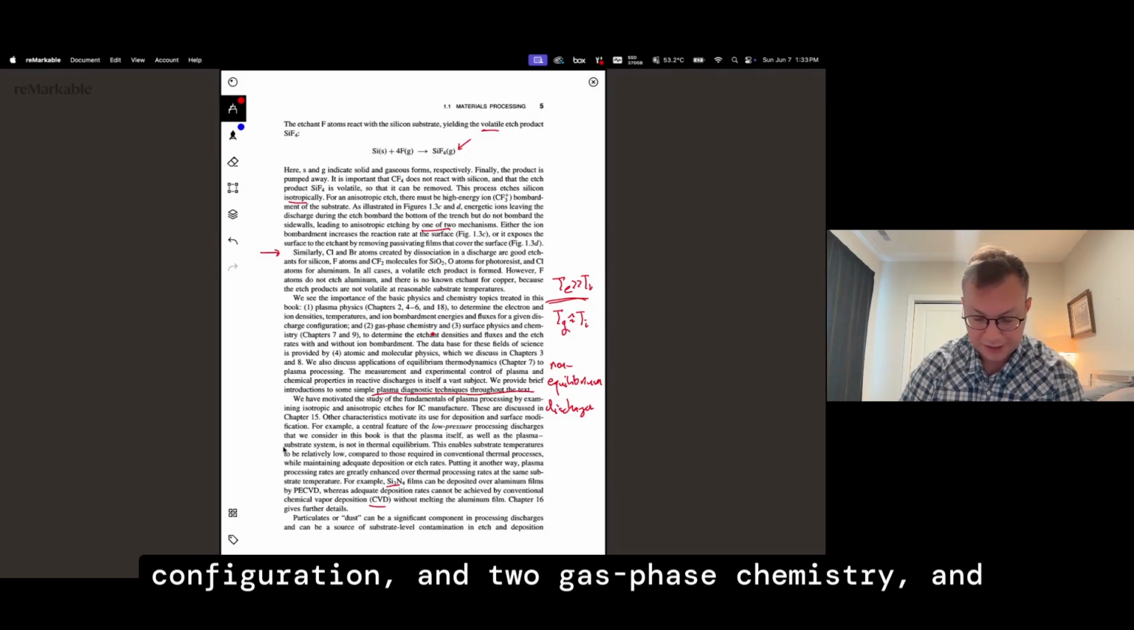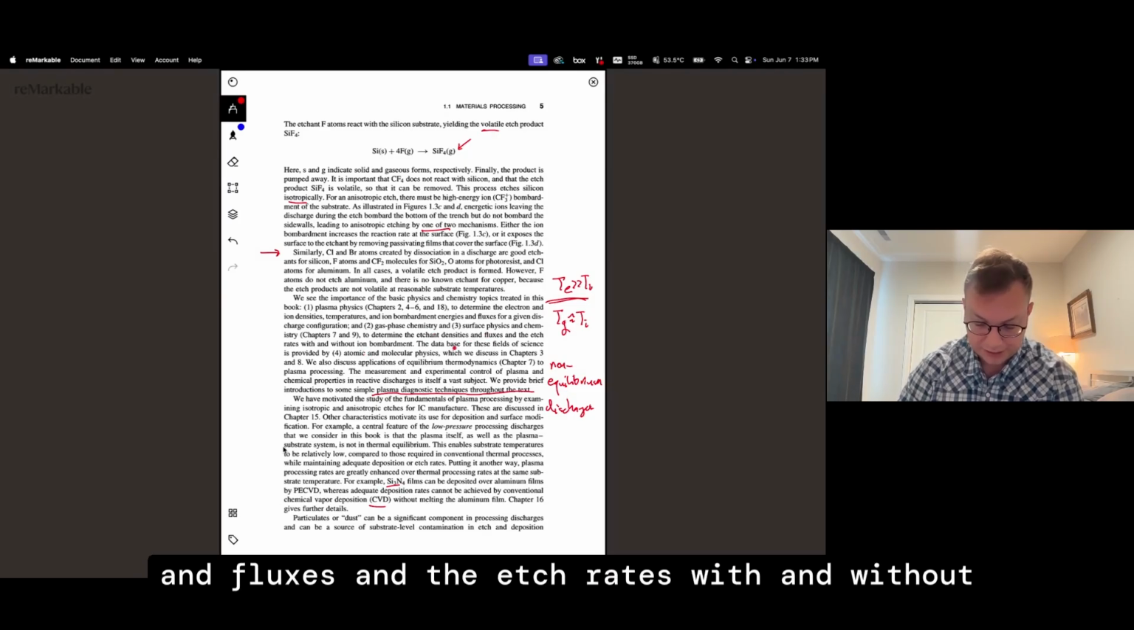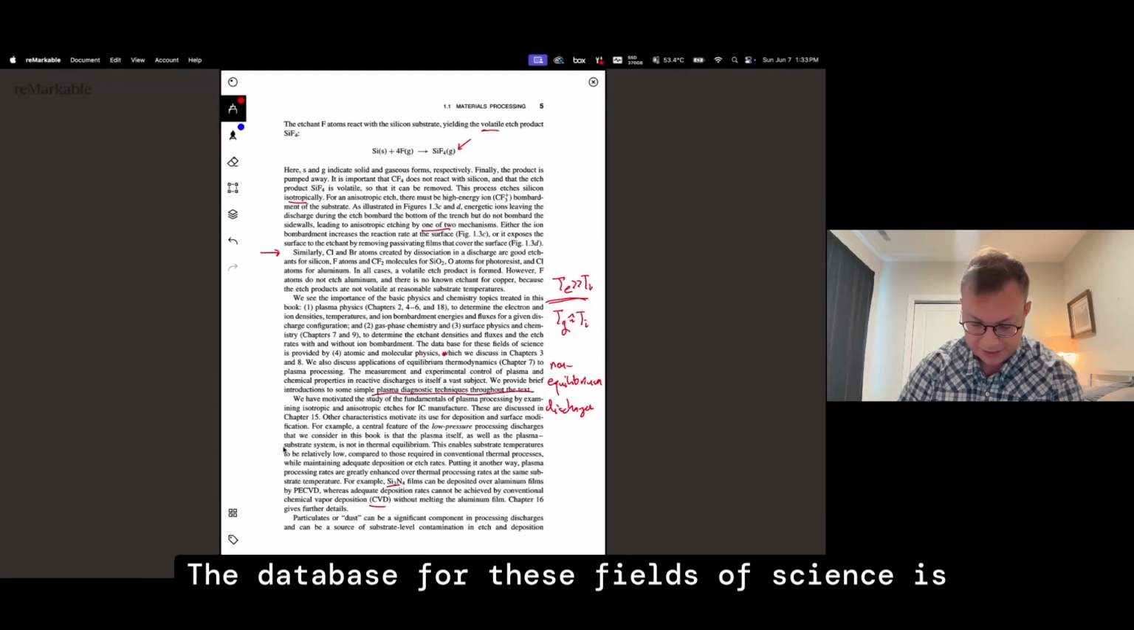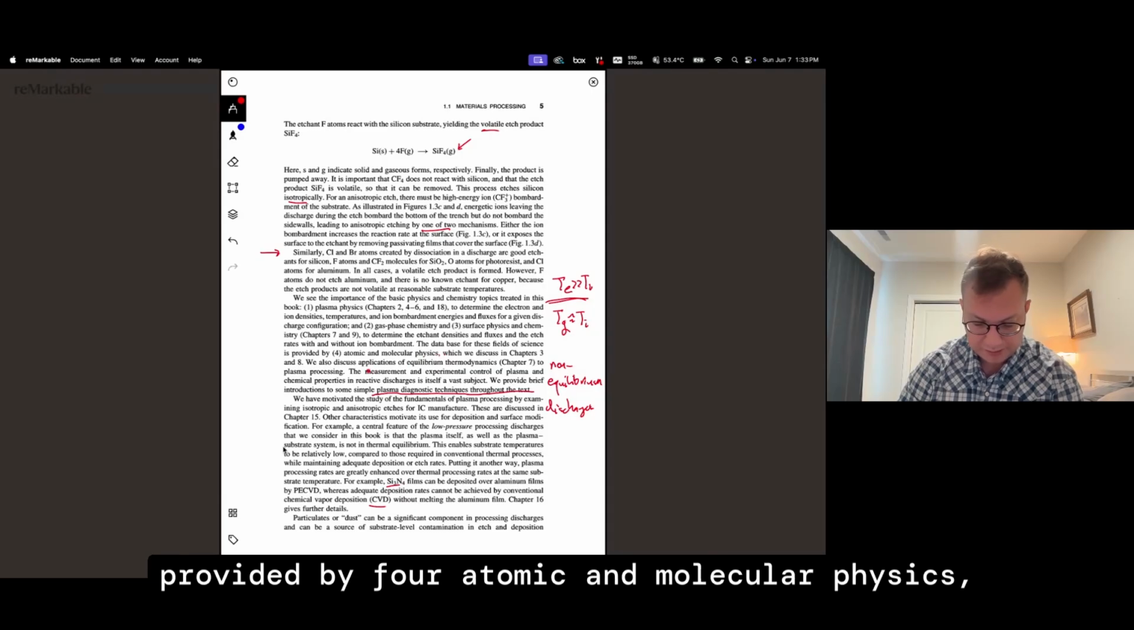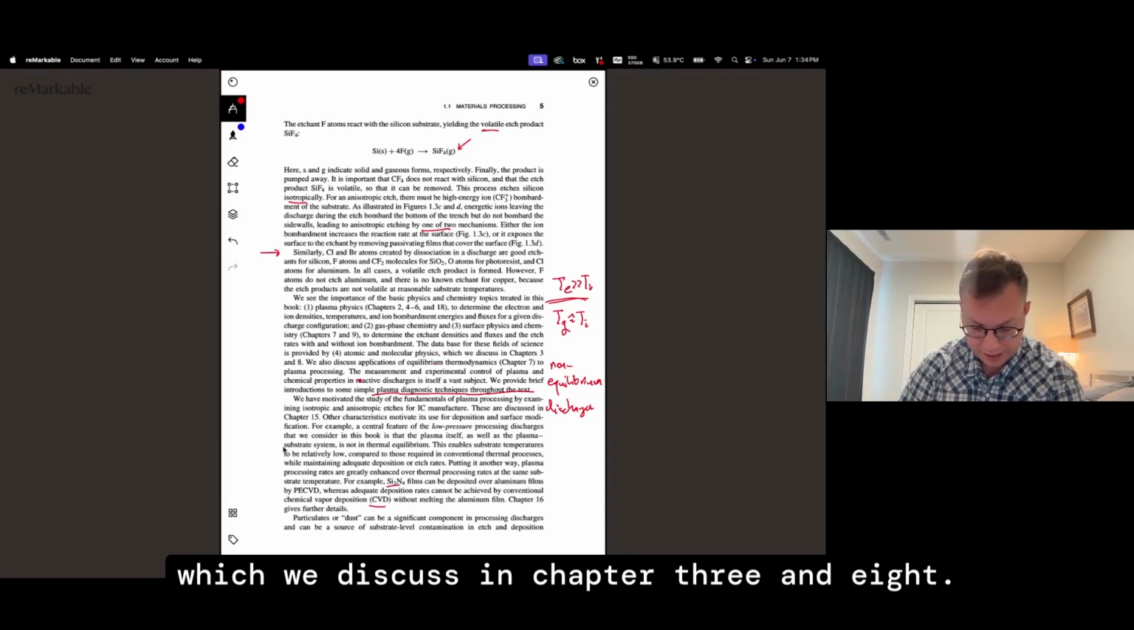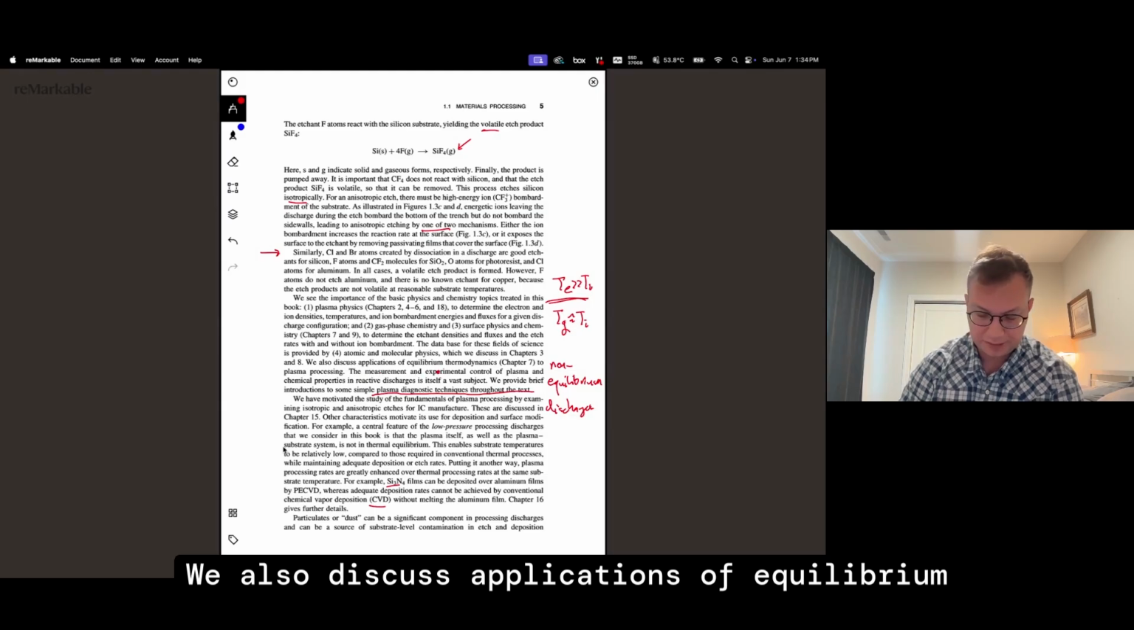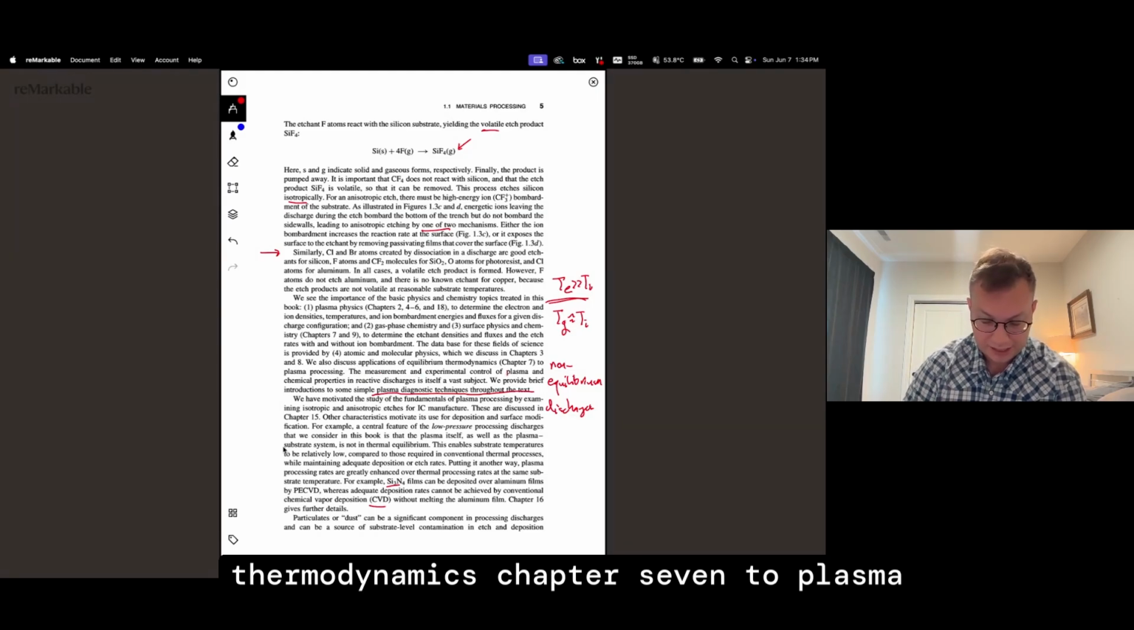And 2, gas phase chemistry. And 3, surface physics and chemistry, chapters 7 and 9, to determine the etch densities and fluxes and the etch rates with and without ion bombardment. The database for these fields of science is provided by 4, atomic and molecular physics, which we discuss in chapters 3 and 8. We also discuss applications of equilibrium thermodynamics, chapter 7, to plasma processing.